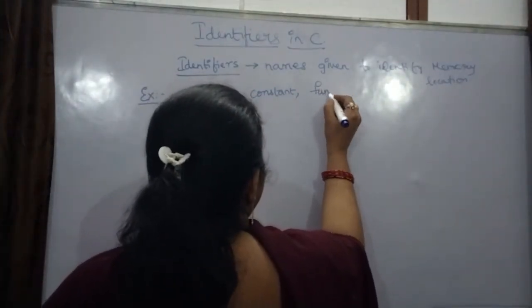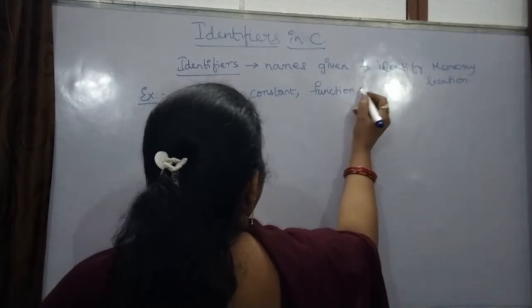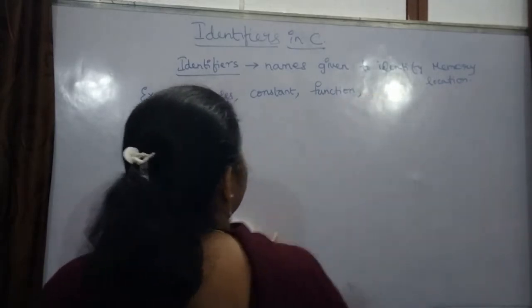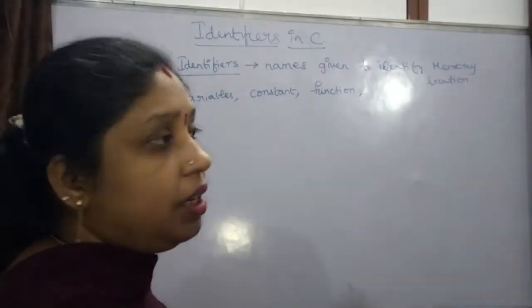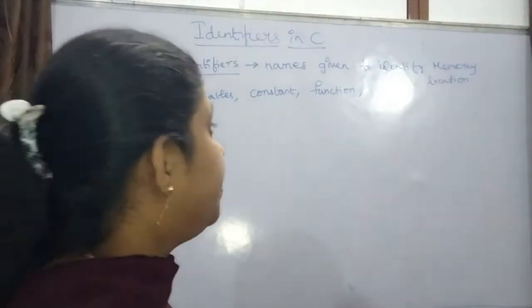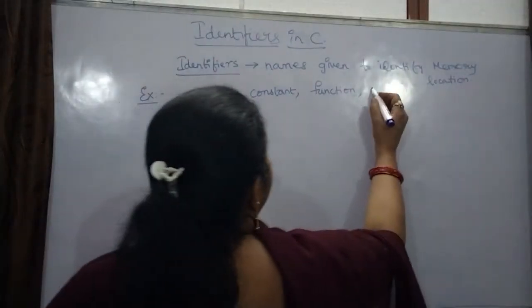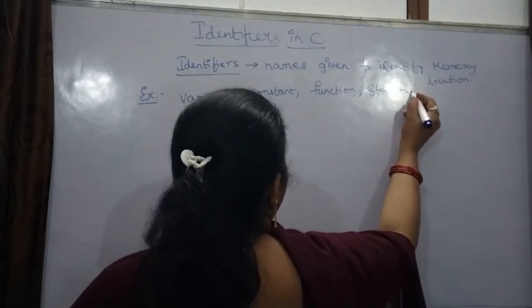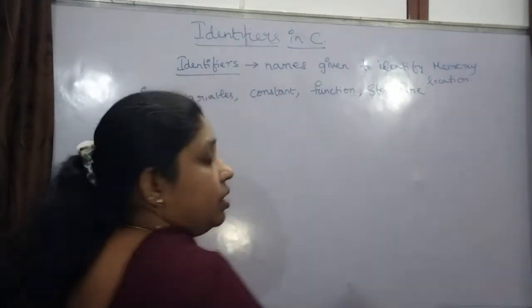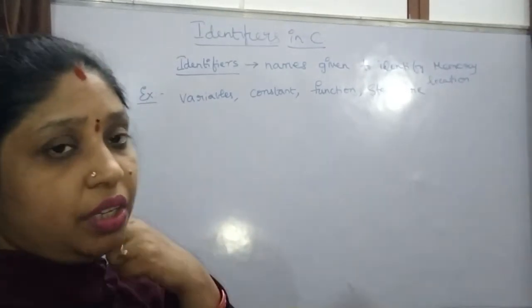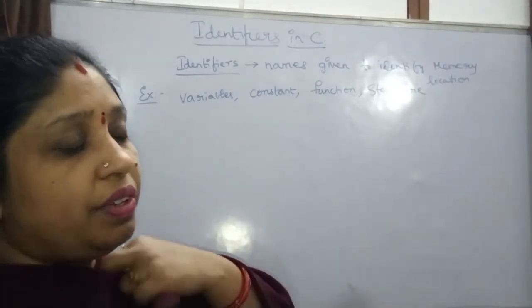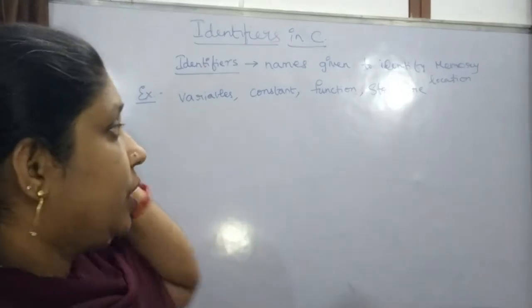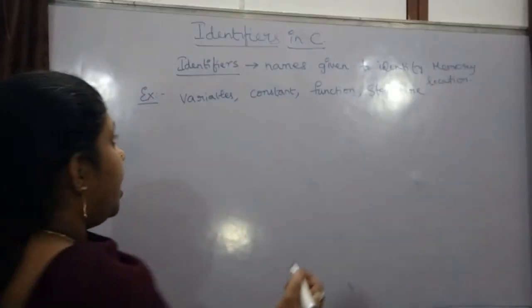All this comes under identifiers. Next, functions. Functions are called sub-programs, where you will be giving some name to that particular function. And even structures also. C language is a structured programming language, so you can use structures, and to identify that structure, you can give the name. So all these come under the identifiers.